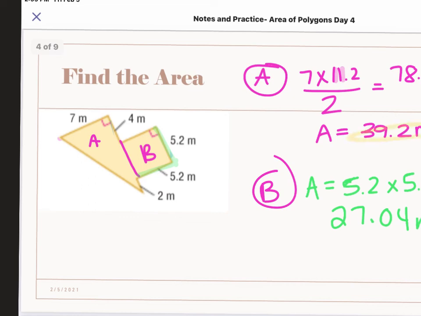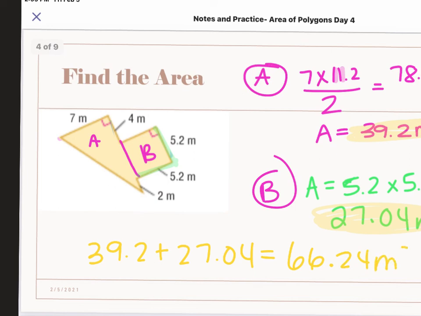And then our very last step here would be to add our areas together to get the final area of this shape. So we're doing 39.2 plus 27.04, and that will give us the total area of 66 2400ths meters squared. All right, try the rest of them on your own and check the key when you are done.